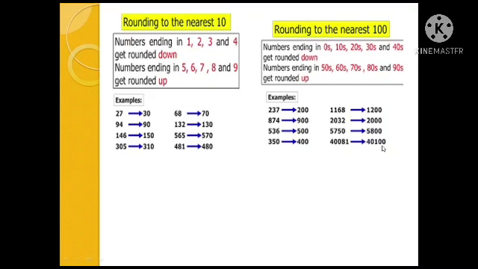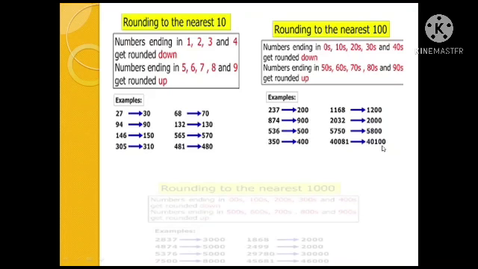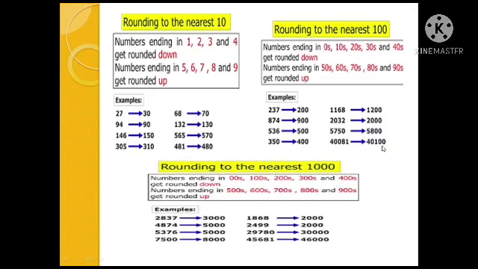The same we are going to do for 1000. Nearest 1000 means it will be 1000, 2000, 3000, 4000, 5000, like that, a complete 1000. For that, to get to 1000, we have to compare the hundreds. We have to see whether that hundreds value is more than 500 or less than 500. If more than 500, we round up. If less than 500, we round down.